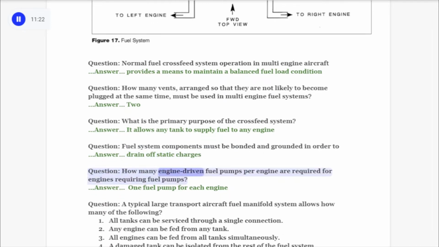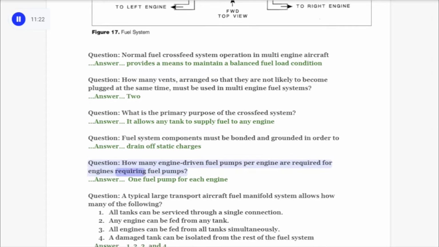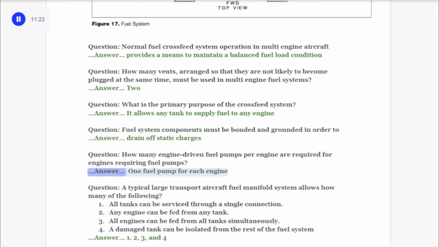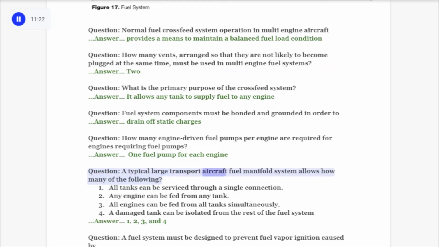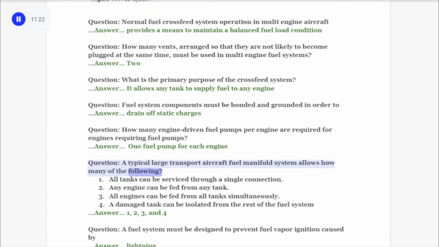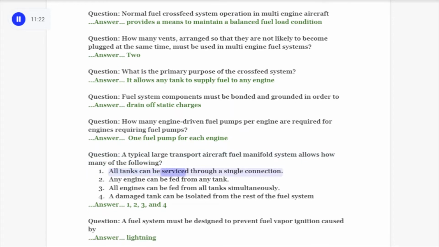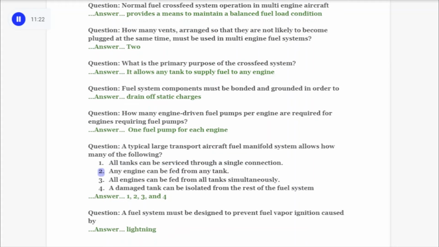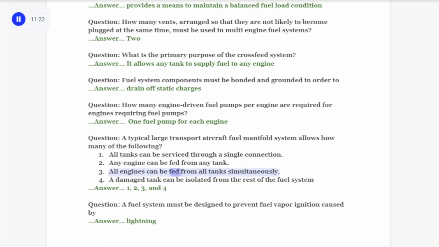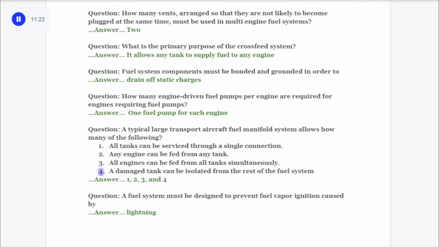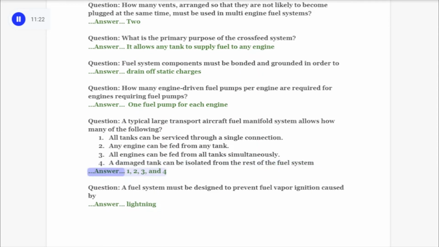Question: how many engine-driven fuel pumps per engine are required for engines requiring fuel pumps? Answer: 1 fuel pump for each engine. Question: a typical large transport aircraft fuel manifold system allows how many of the following? 1. All tanks can be serviced through a single connection. 2. Any engine can be fed from any tank. 3. All engines can be fed from all tanks simultaneously. 4. A damaged tank can be isolated from the rest of the fuel system. Answer: 1, 2, 3, and 4.